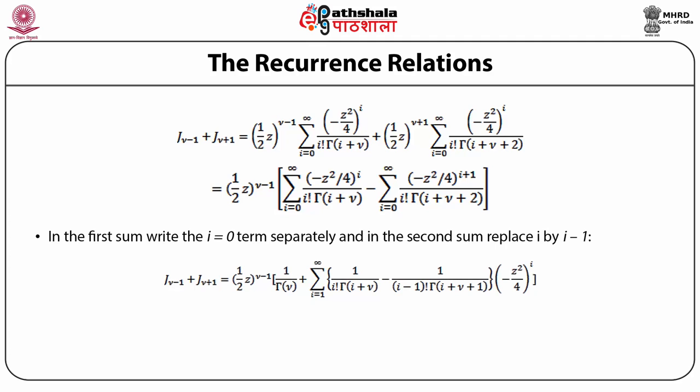In the first sum, write the i = 0 term separately, and in the second sum, replace i by i-1. So we get J_{ν-1} + J_{ν+1} is equal to (z/2)^{ν-1} times, within the brackets, 1/Γ(ν) plus the summation over i going from 1 to infinity of (-z²/4)^i times, within the brackets, 1/(i! Γ(i+ν)) minus 1/((i-1)! Γ(i+ν+1)), brackets close.